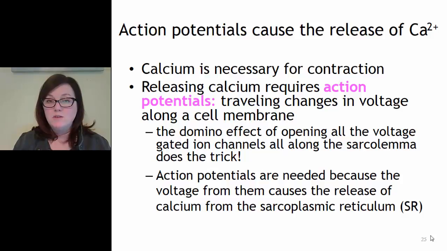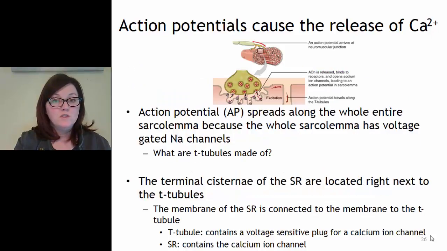Action potentials are needed because the voltage from the action potential is what's going to cause the release of the calcium from the sarcoplasmic reticulum. Those are the storage sacs for calcium. So let's take a closer look at this process.